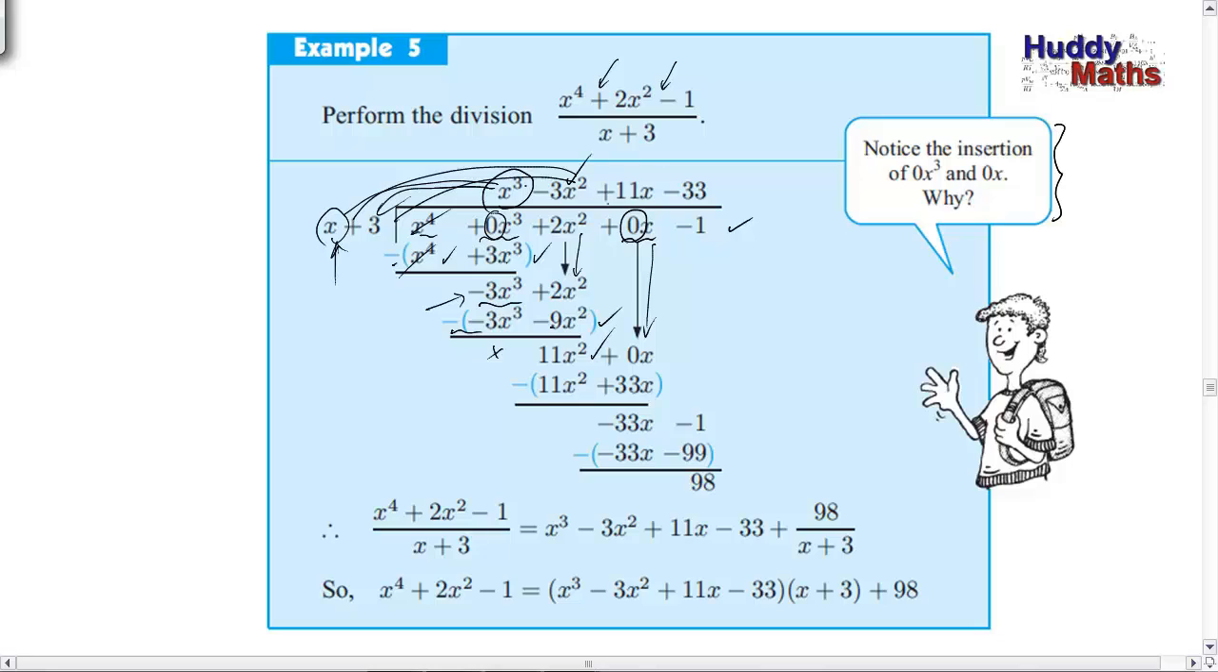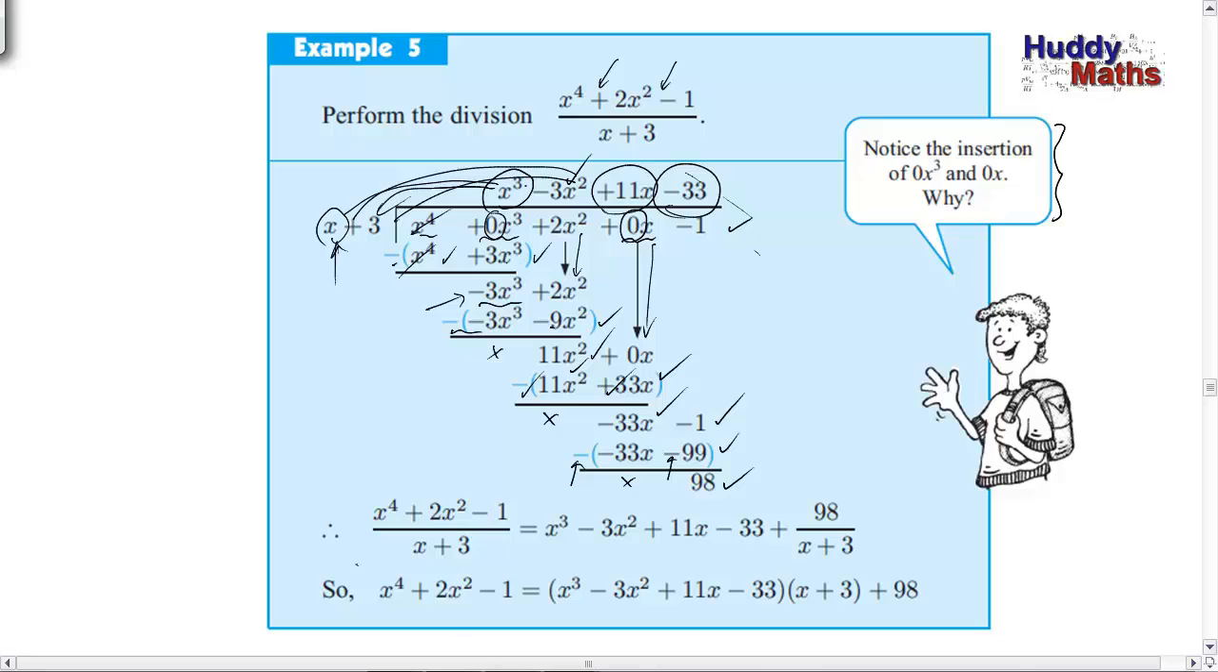So now you need 11x to get 11x squared, and 11x times 3 is 33x. Take it all away, wipe out there. Naught x, take plus 33, neg 33x, bring the 1 down. Last number is neg 33, take 99. And you're going to subtract all that. 33x's go. Minus by minus, negative by negative is a positive, is plus 99. Neg 1 plus 99 is 98.